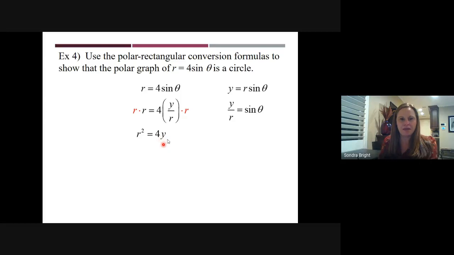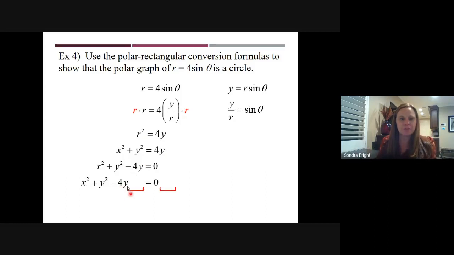And then, because we want everything in terms of x's and y's, I know what r squared is in terms of x and y. It's x squared plus y squared. And is that obviously a circle? Well, it's not in standard form, so let's put it in standard form. We're going to subtract that 4y, setting it equal to 0. And then we can do the C word. We're going to complete the square on the y's so that we can figure out where the center of the circle is, right?